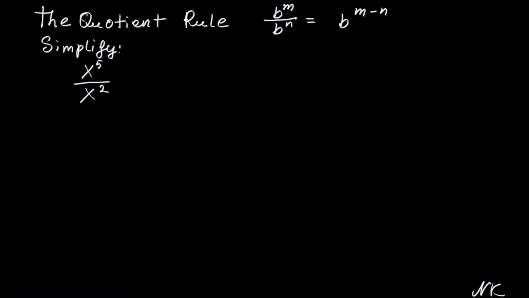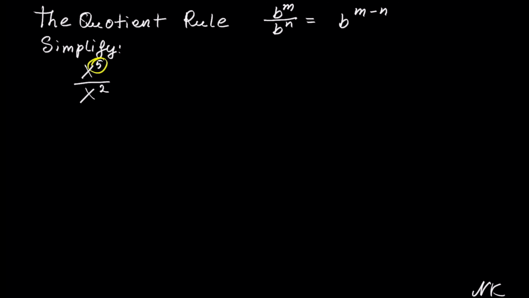Hello, here we're going to take a look at the quotient rule of base to the power of m divided by base to the power of n, and the result is equal to base to the power of m minus n. So in our first example we have x to the 5 divided by x to the second.